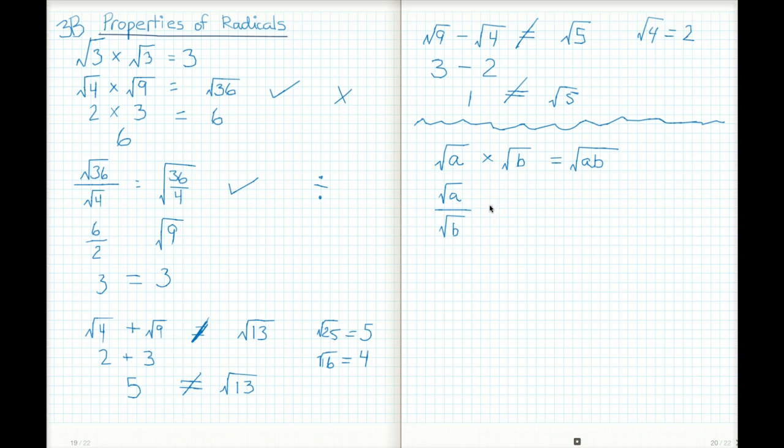That square root a divided by square root b is going to be the same as the square root of a divided by b. Okay, the other properties we tried are not true, so we'll leave it at that. These are two important properties of radicals.